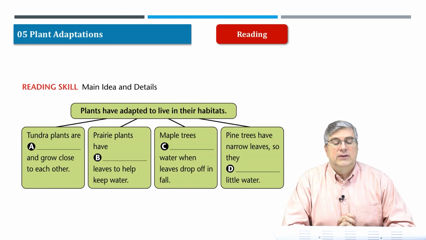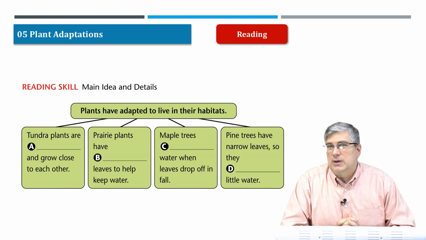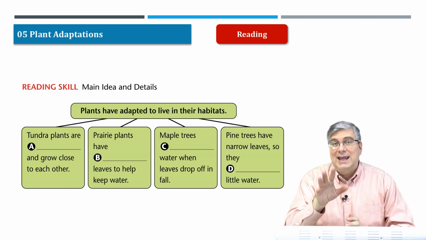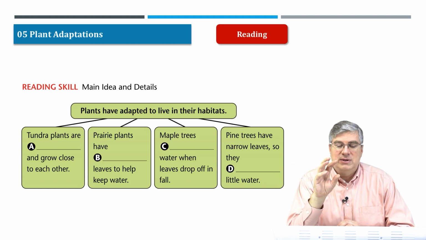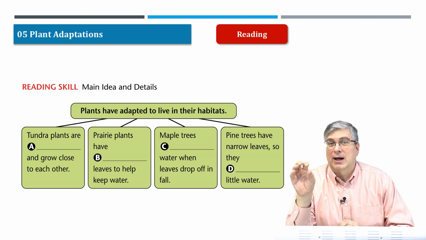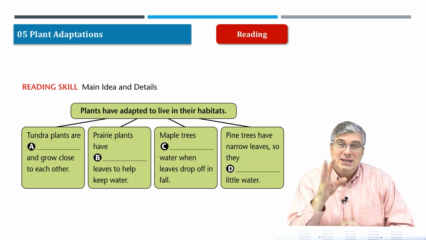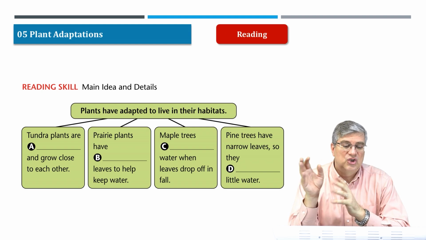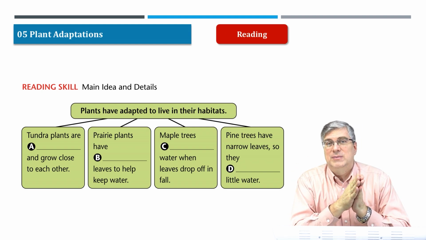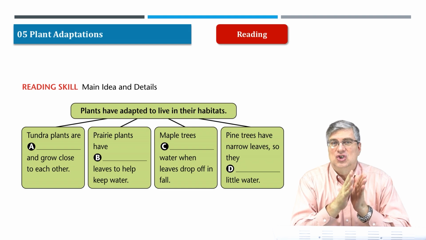Okay, let's get into the reading skill. Now, in this case, we're talking about the main idea and the details. The main idea is that plants adapt to different habitats. Plants have adapted to live in their habitats, right? Now, the details, we can see different habitats and what are those changes? What are those adaptations? Adaptations, changes.